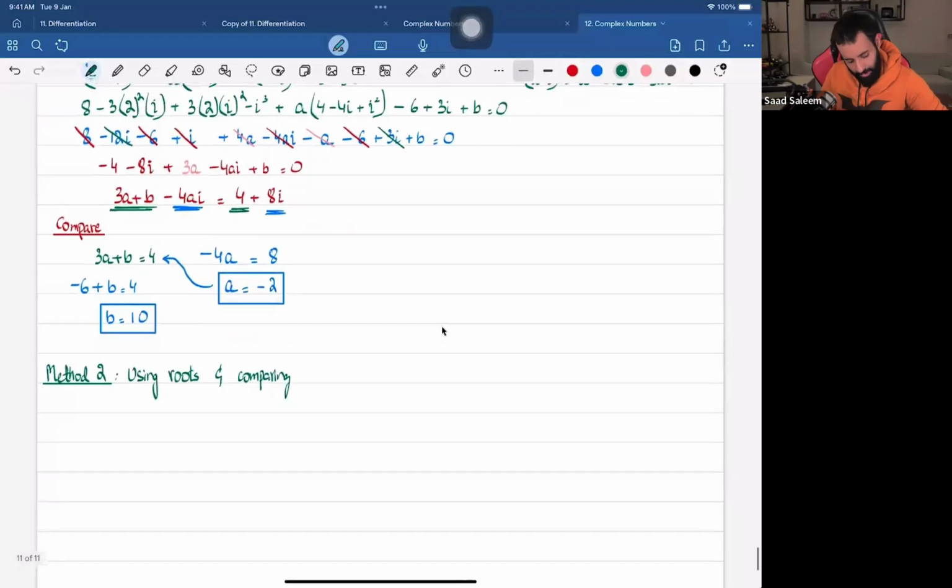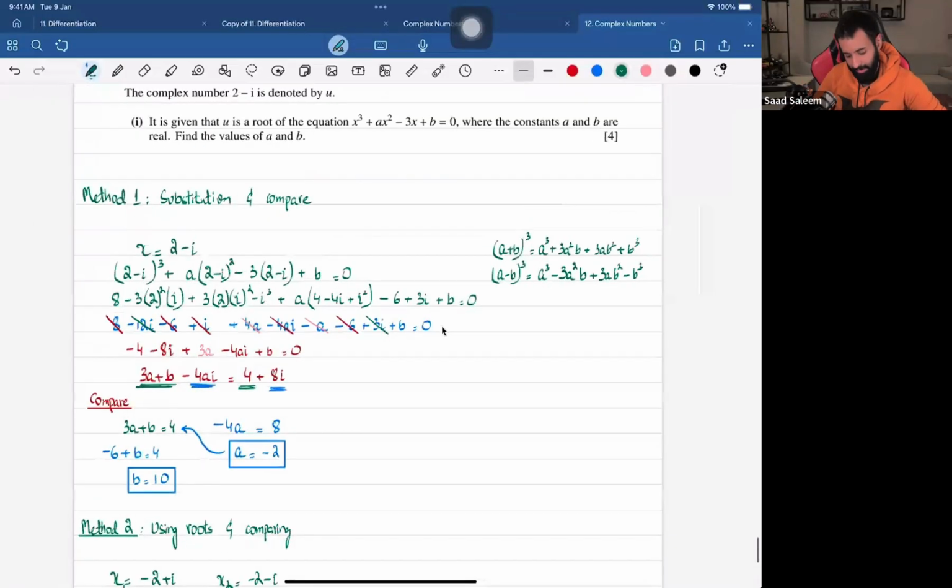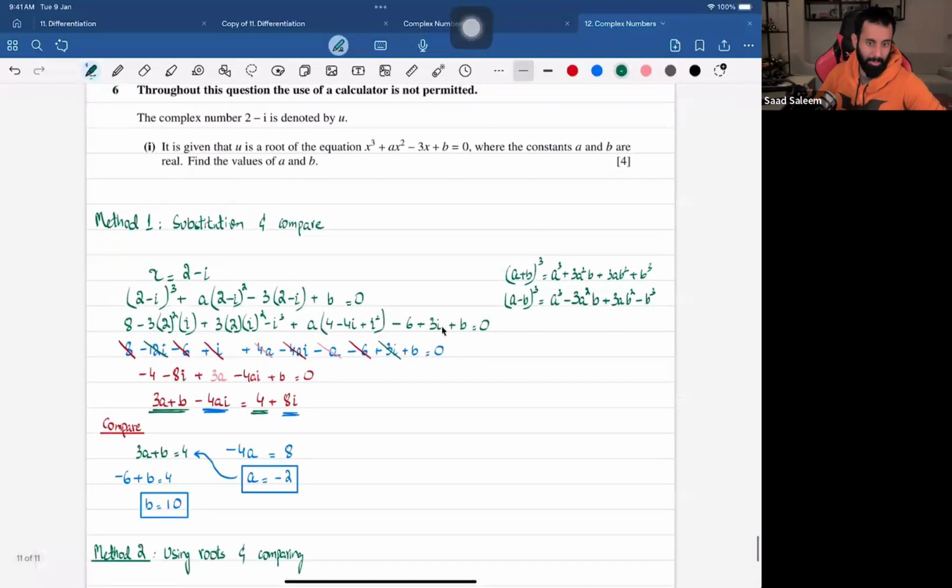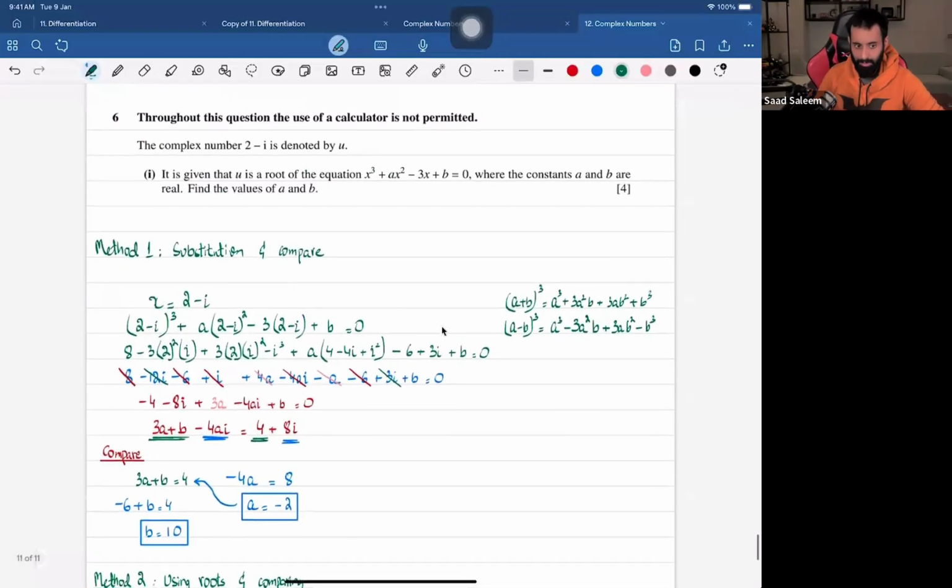Now we know that one root is, as we saw, -2 plus iota. We know that the other root would be -2 minus iota. And what about the third root? This is a cubic equation, right? Do we know what the third root is? Yes or no? We don't know what the third root is, okay?